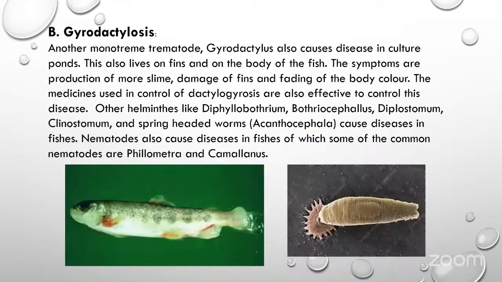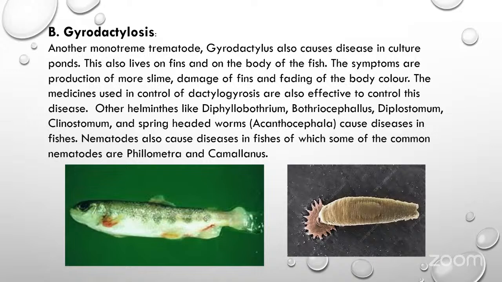The next is gyrodactylosis. Another monogenean trematode, Gyrodactylus, also causes disease in culture ponds. This also lives on fins and on the body of the fish. The symptoms are production of more slime, damage of fins, and fading of the body color. The medicines used in control of dactylogyrosis are also effective to control this disease.